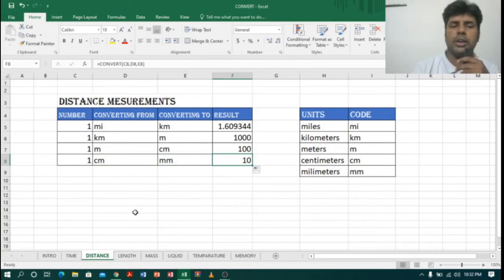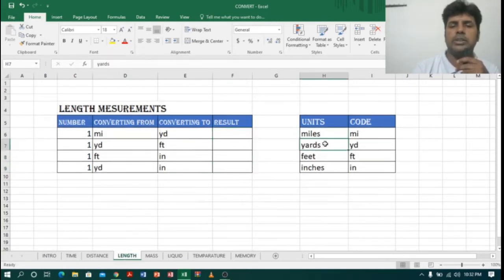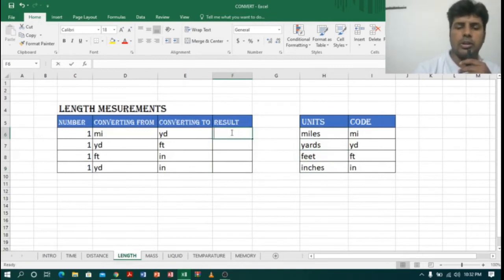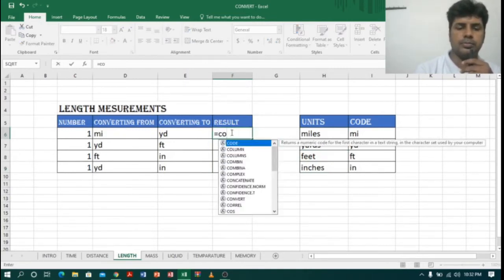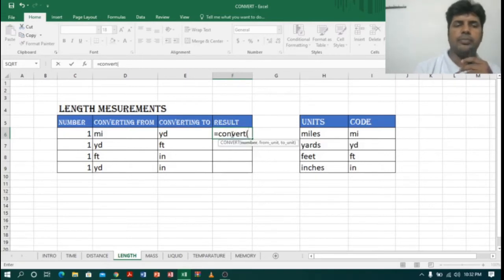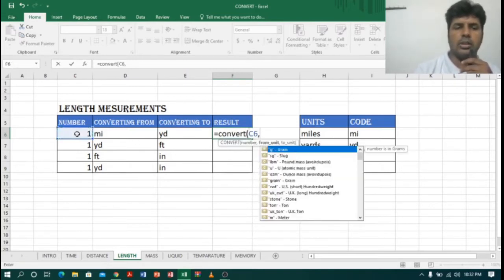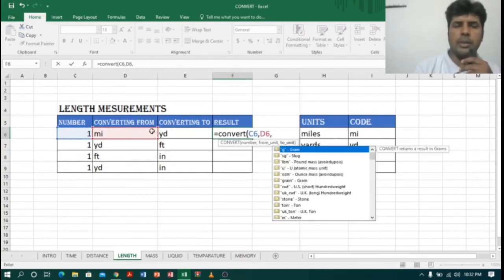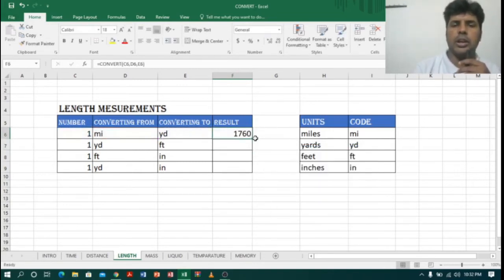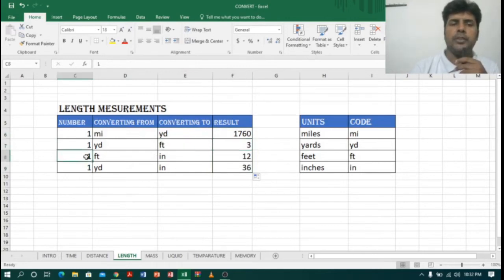So this is how easily we can convert all the measurements. Let us go to the next one. Here I have taken miles, yards, feet, inches. Let me type =CONVERT, open the bracket, select C6, comma, D6, comma, E6, enter, and now drag using the fill handle. Nice. Now you can see 1 mile is equal to 1760 yards. In the same way, 1 yard is 3 feet, 1 foot is 12 inches, and 1 yard is 36 inches. Nice, right? So let us move to the next one.